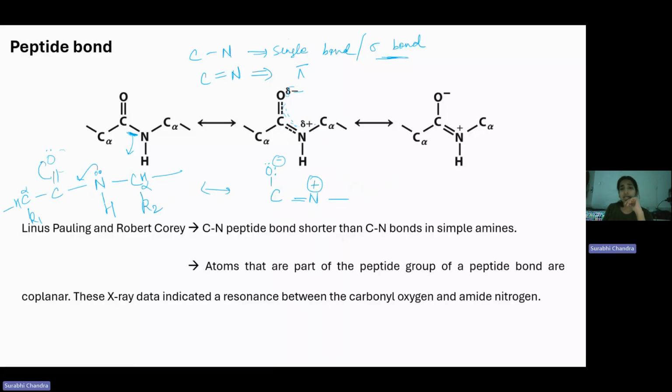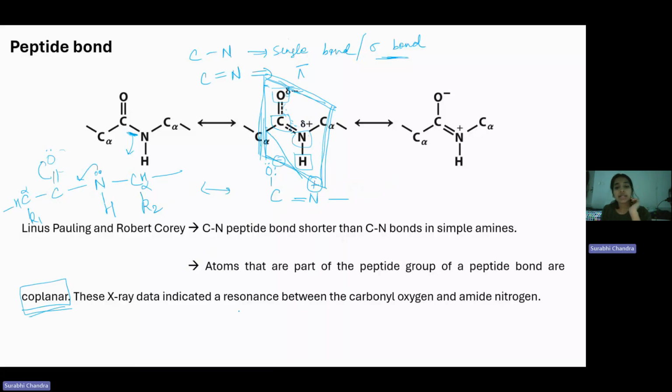So this also suggested strongly that these four atoms, O, C, N, and H, reside in a single plane. Okay. Reside in a single plane. So these are all coplanar. Okay.